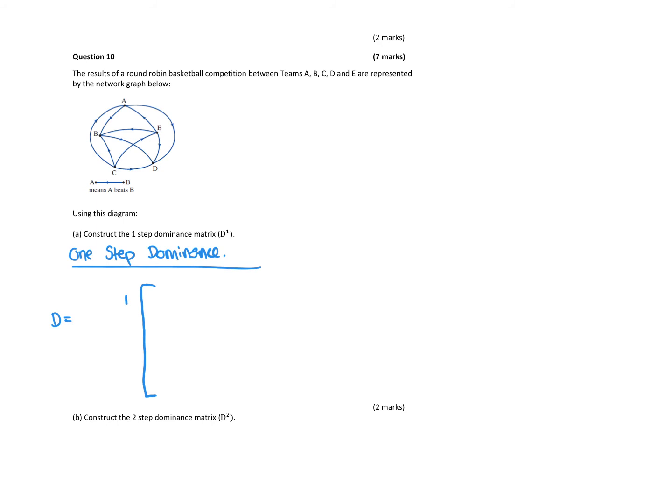So we're going to have our teams, A, B, C, D, and E, and the same across here: A, B, C, D, and E. Okay, so if you look at here, this is the winner across here. So if you go across, let's have a look at A.